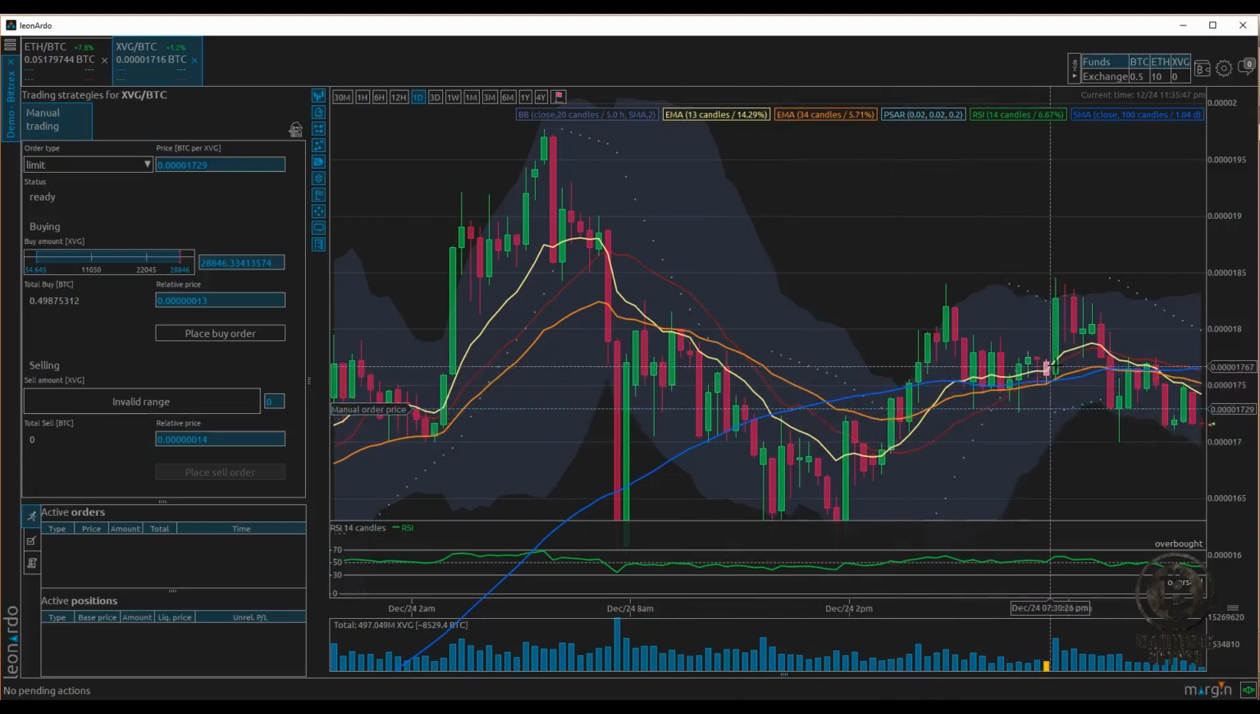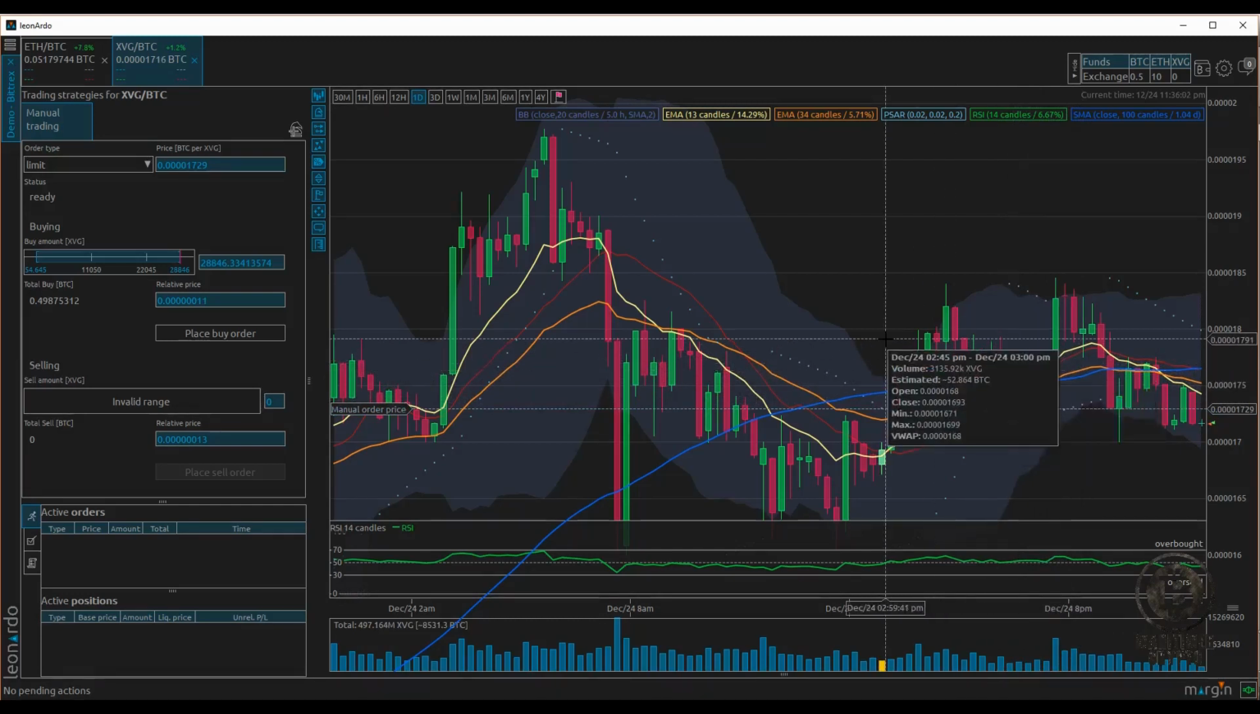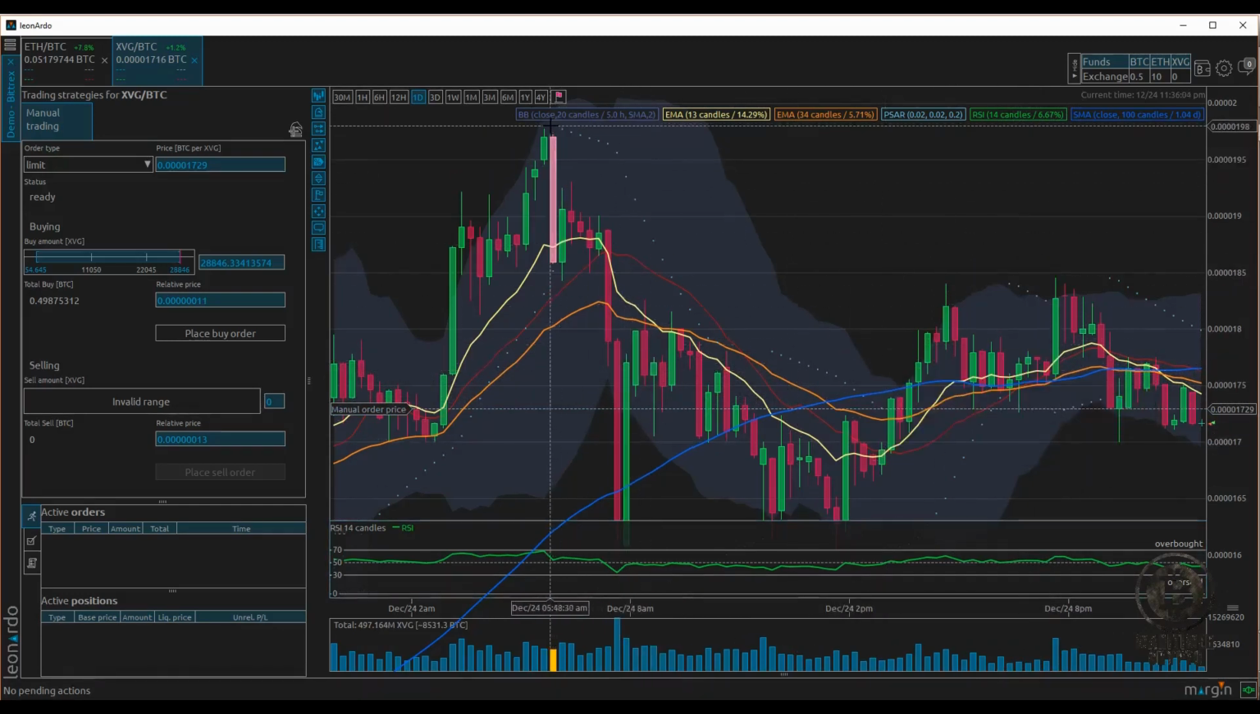In this case, this would be a buy signal, because the shorter moving average is crossing the long term one. So this could be a buy signal right here. So that's how you can use this indicator. Next one is the exponential moving average.